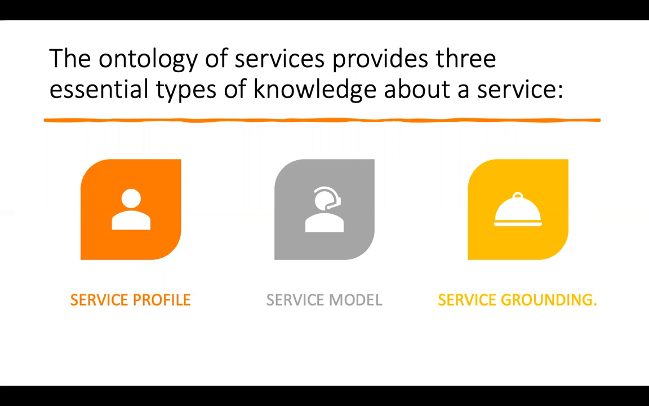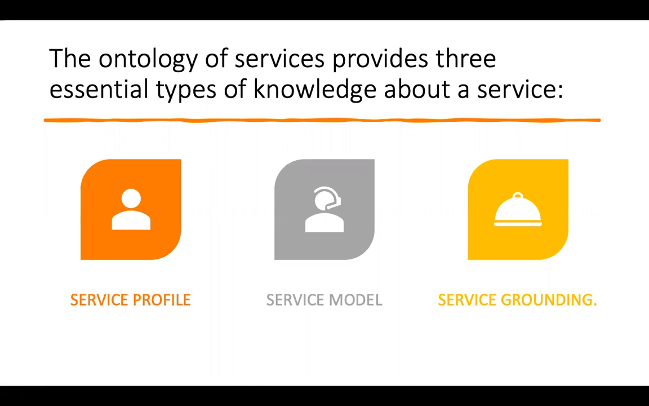Good morning, everyone. The ontology of services. Previously we were discussing these three types of ontology services: service profile, service model, and service grounding. The service profile provides information about a service offered by a website as well as the service needed by a requester.